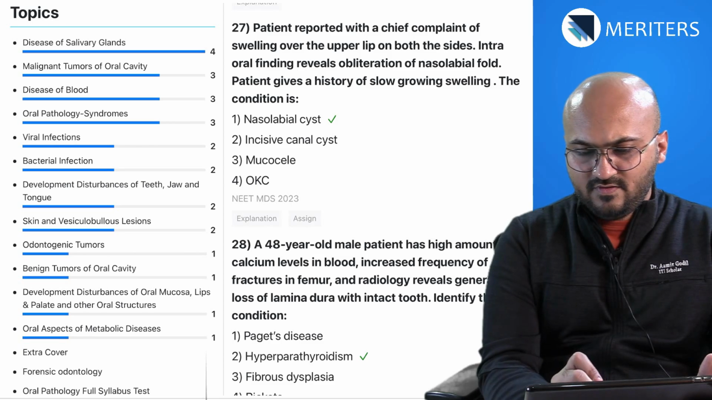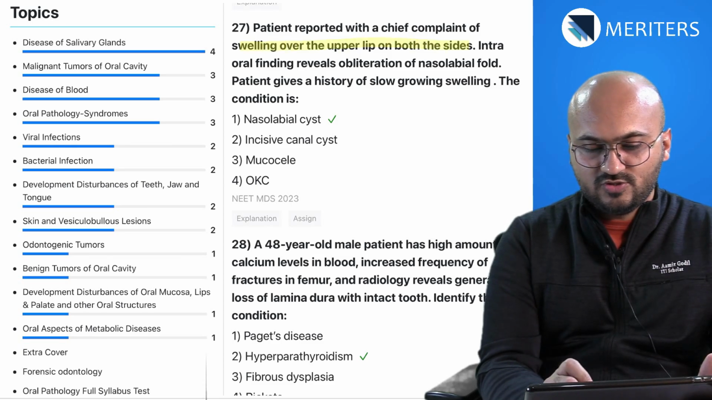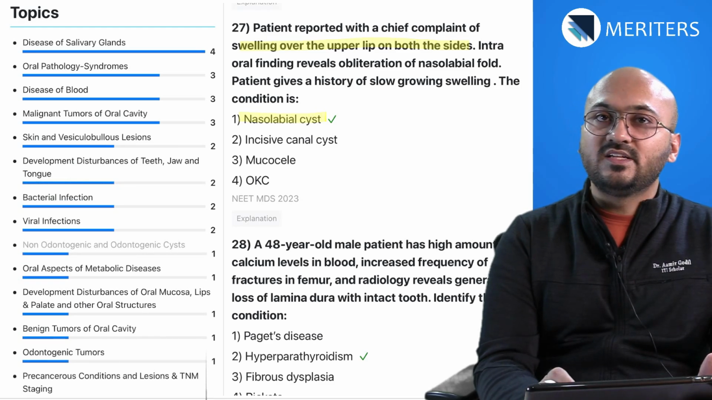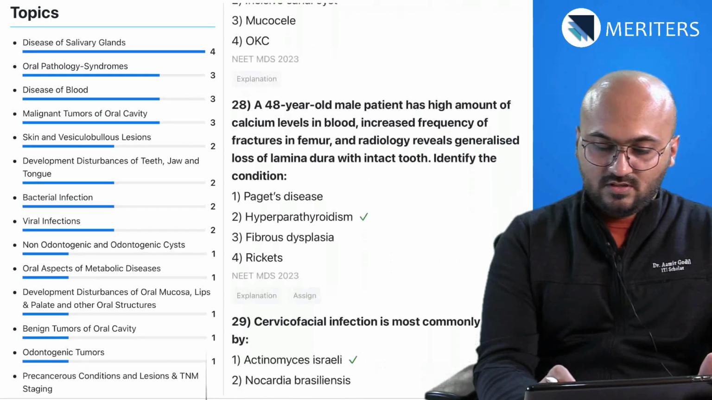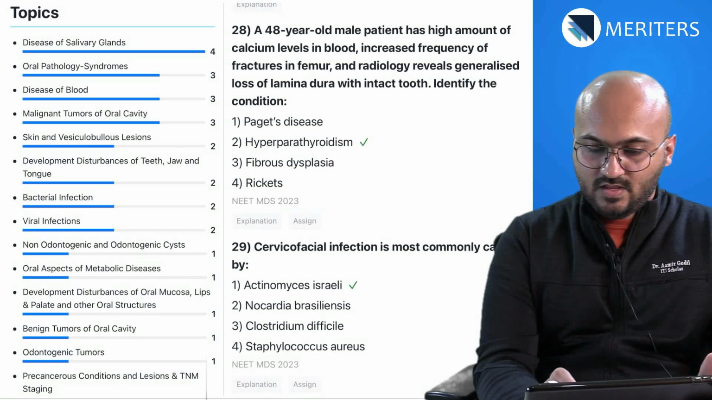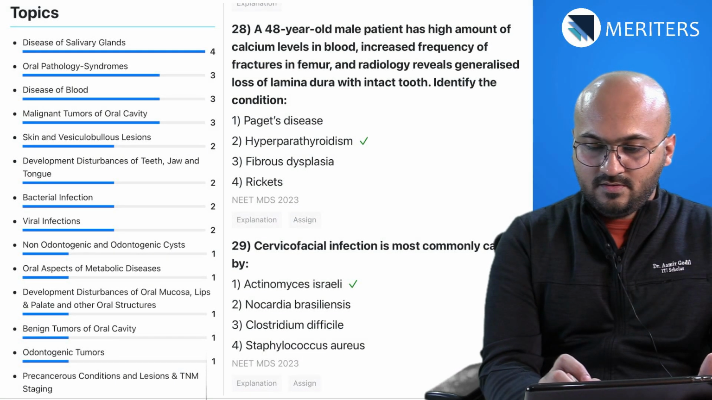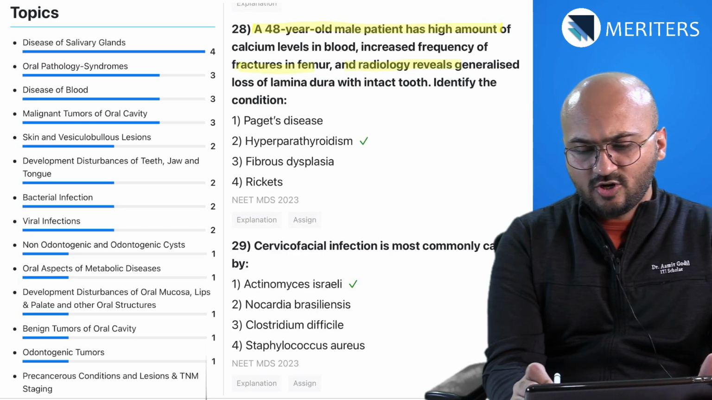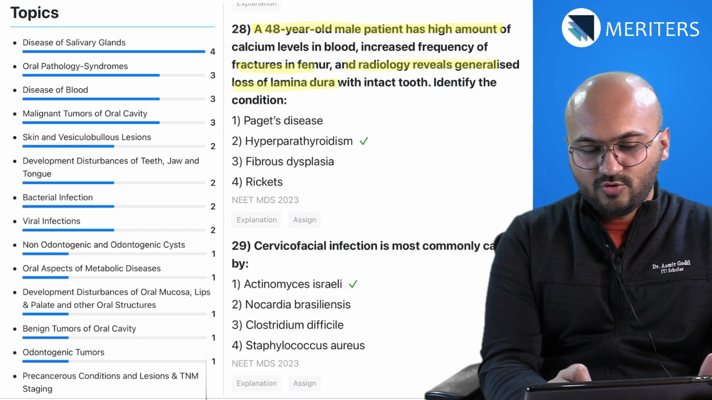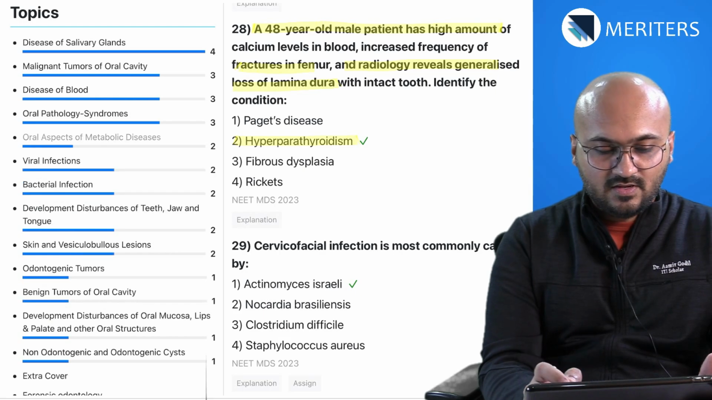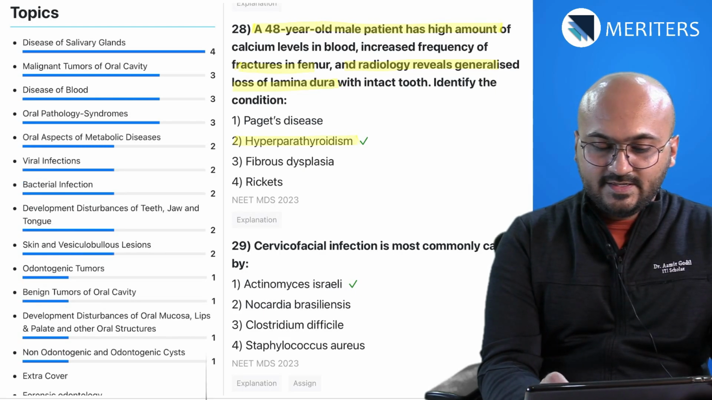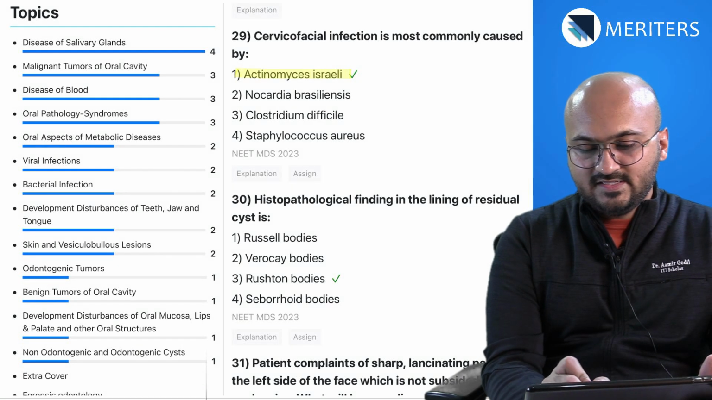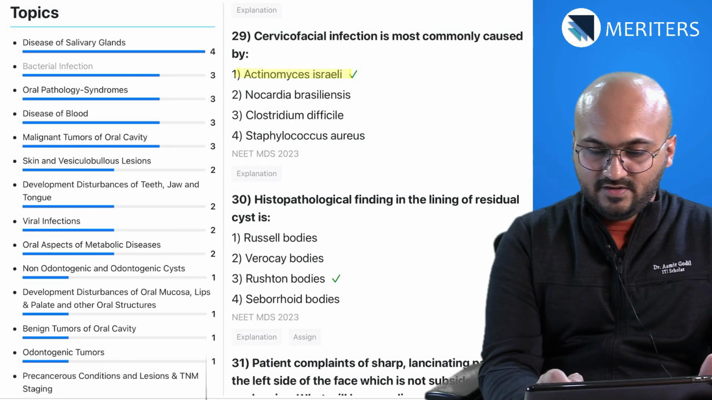Then we have a patient with swelling on the upper lip on both sides. And the answer is nasolabial cyst. So that's cysts. The topic is cysts. Then a case-based question again with fractures in femur, radiology showing loss of lamina dura, hyperparathyroidism. That's metabolic disease. Then actinomyces, that's bacterial infection.